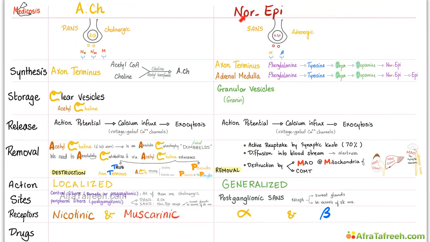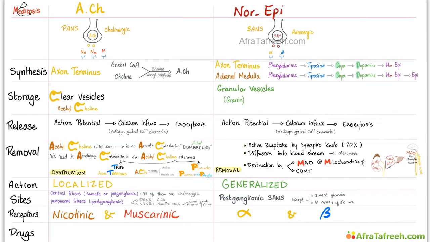The difference between acetylcholine and norepinephrine is huge. How do you make acetylcholine from acetyl-CoA and choline? No kidding. What's the enzyme? Choline acetyltransferase, not to be confused with acetylcholinesterase. These are not the same. This one makes acetylcholine. This one breaks acetylcholine.